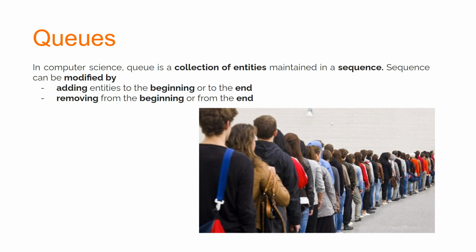A queue is a collection of entities maintained in a sequence. The sequence can be modified in two ways: by adding entities at the beginning or at the end, and by removing entities from the beginning or from the end.